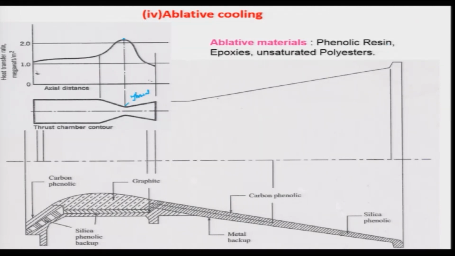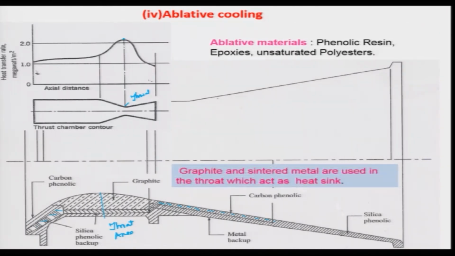One is phenolic resins, epoxies, unsaturated polyesters. If you look at here, it is having a carbon phenolic which is being used. On the back of it, silica phenolic is being used, this portion. And in case of downstream of this throat, and this is your throat area, the carbon phenolic is being used, this is the line, and of course, these are the silica phenolic being used. Why are two materials being used? That might be a question coming to your mind.